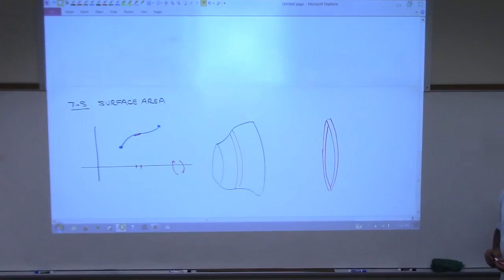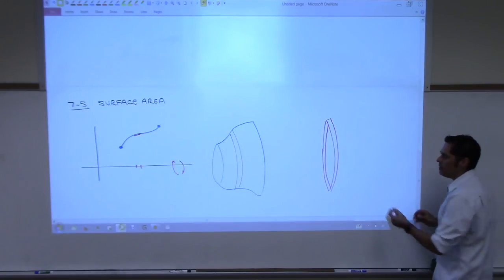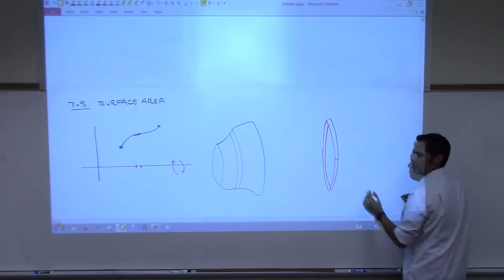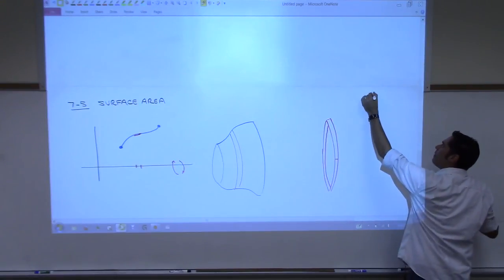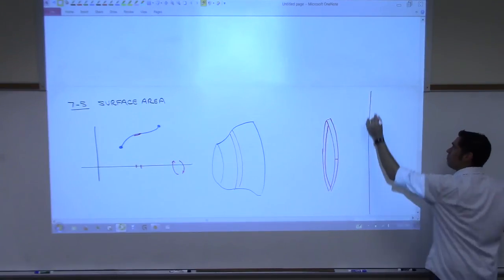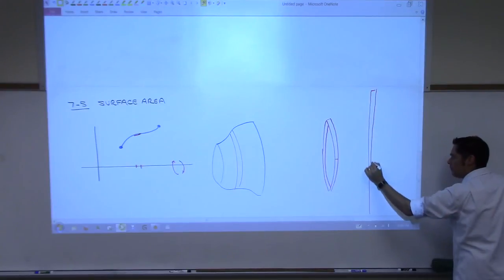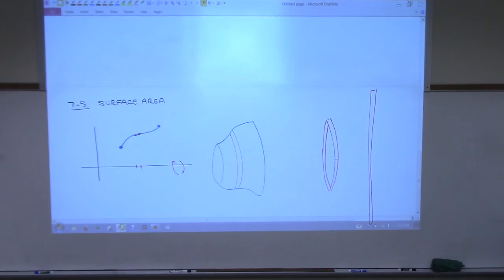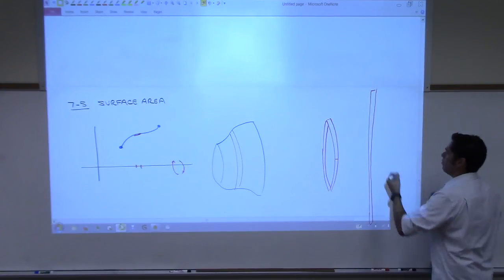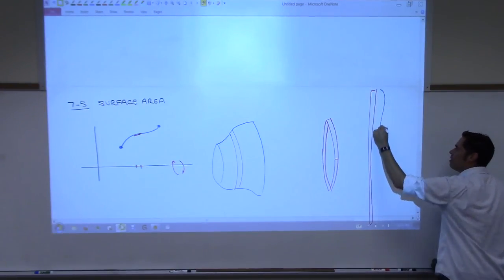And I want its area. So I'm going to come in here and cut it with a pair of scissors, and I'm going to lay it out flat. And when I lay it out flat, I get this long, narrow strip, which is a rectangle. And what is the area of that rectangle? That's the question, right? What's the area of this? I'll start with the easier part. What is this length?